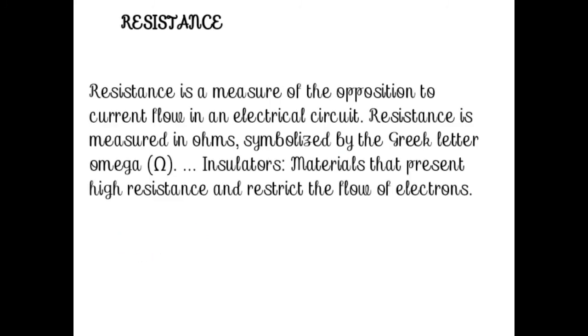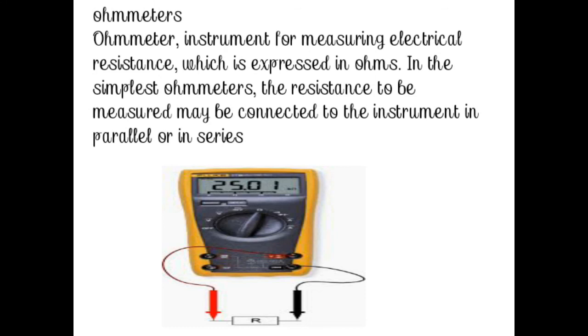Let's move on. So we are moving to resistance, which is the last part of this episode, part 1. Resistance is defined as a measure of the opposition to current flow in an electrical circuit. Resistance is measured in ohms, symbolized by the Greek letter omega. Ohms resistance can be measured by using an instrument called an ohmmeter. The ohmmeter is the instrument used to measure resistance.